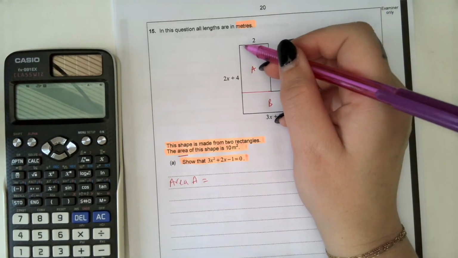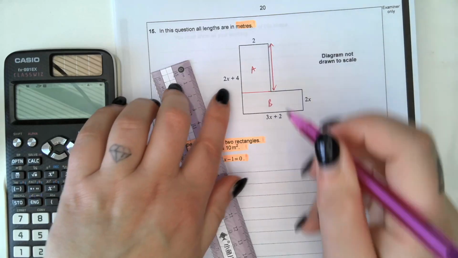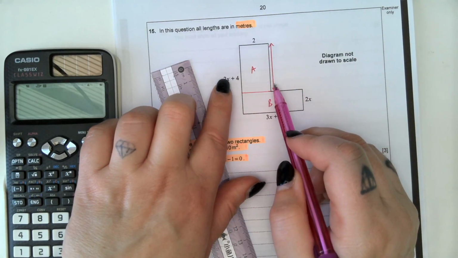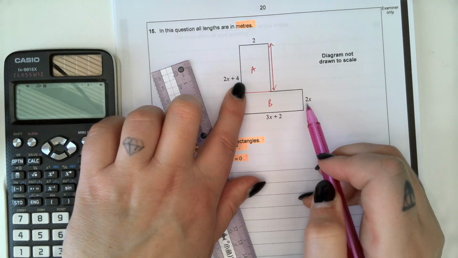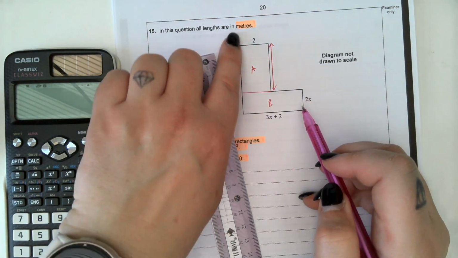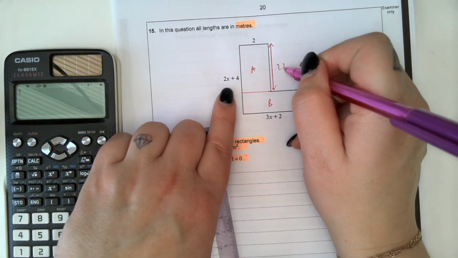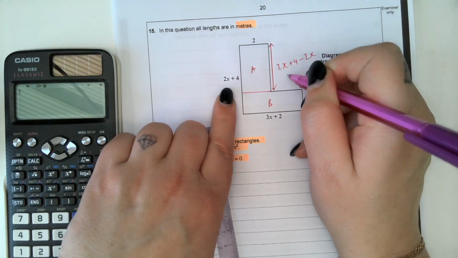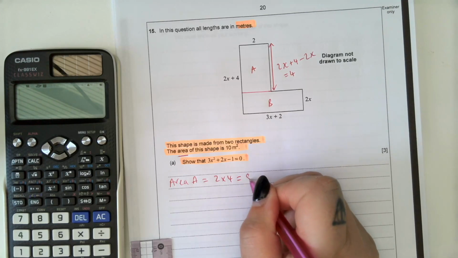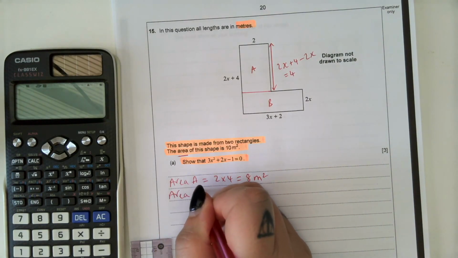So the area of A is 2 multiplied by this length here, not 2x add 4, okay? And this length here is 2x add 4 subtract 2x, because that whole length there is 2x add 4, but that little 2x bit's been missed off. So 2x add 4 subtract 2x is just 4. So the area of A is 2 times 4, which is 8 metres squared. I'm now going to do the area of B.